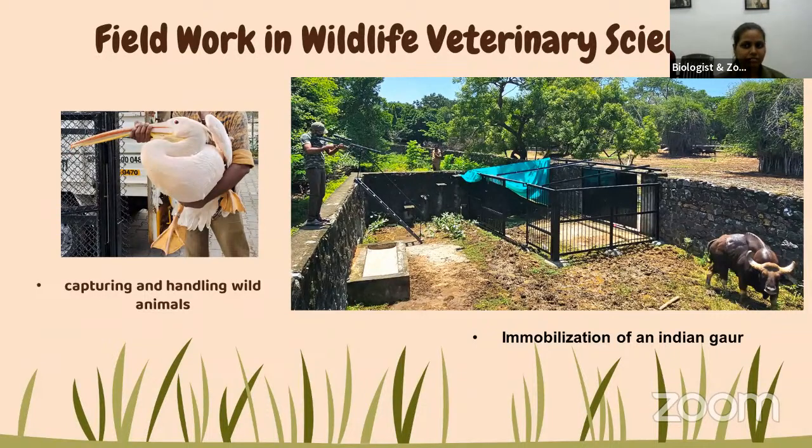with a gun. And on the right side of the picture, you can see the animal, okay? There are a lot of different reasons why we need to immobilize. In this particular picture, we want to immobilize the Indian gaur for routine checkup.